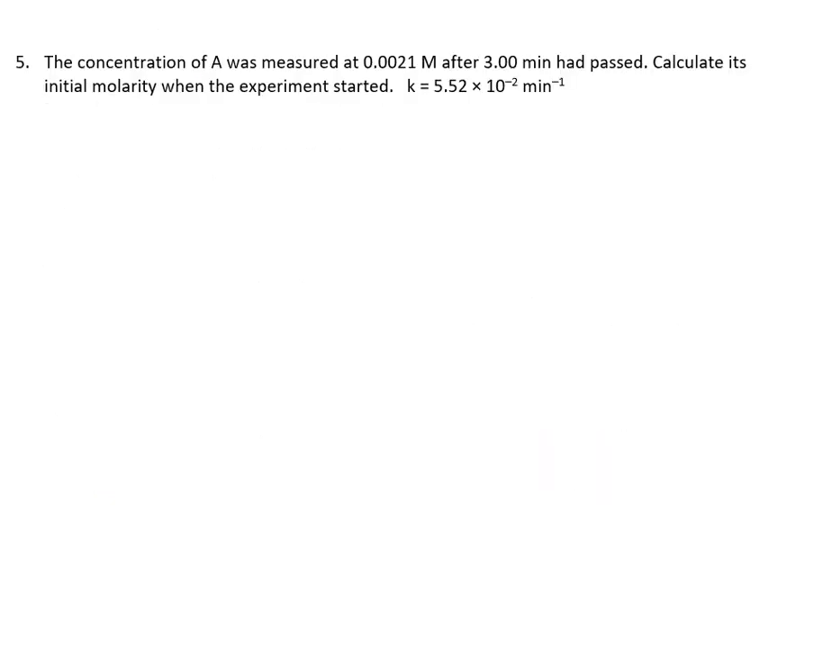Our last example, we start with ln A equals minus kt plus ln A naught. Our terms are, we have the concentration of A, we have time, 3 minutes. We want to calculate the initial molarity, which will be A naught when the experiment started, and then we have K.